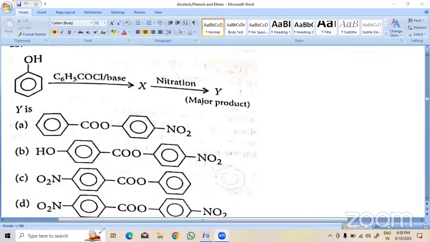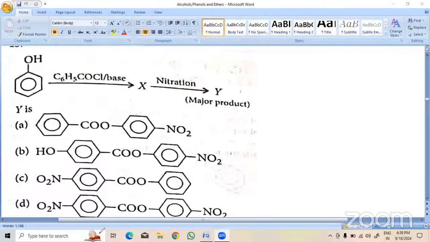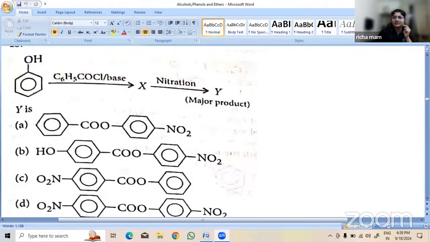Where did the screen go? Okay. Fine. So I'll write the reaction now.